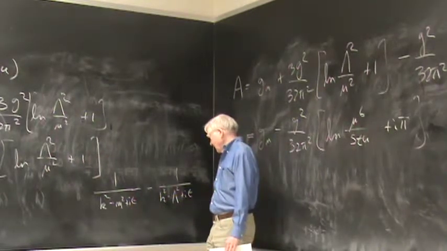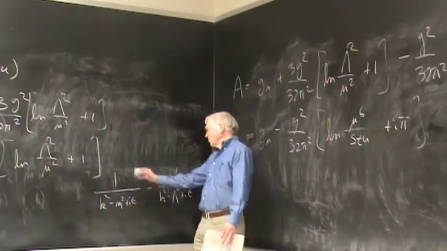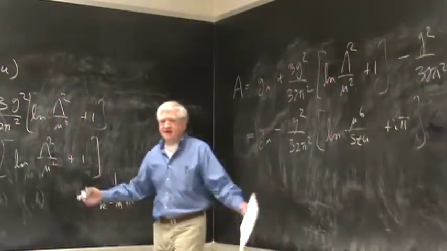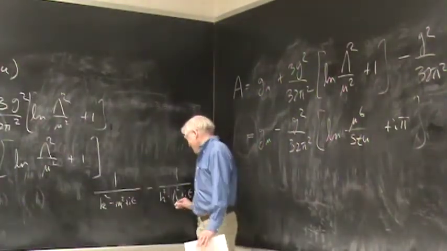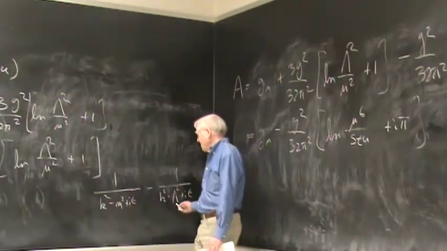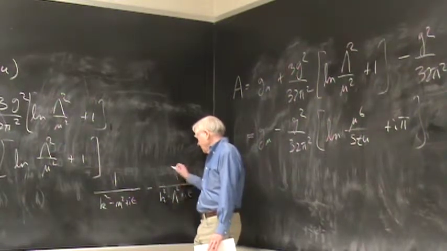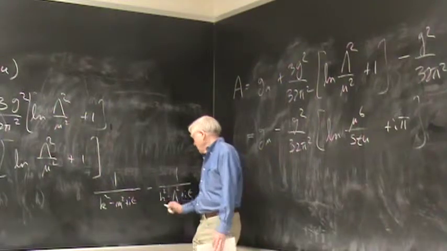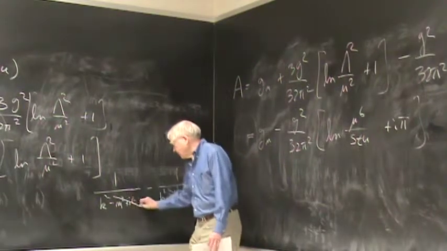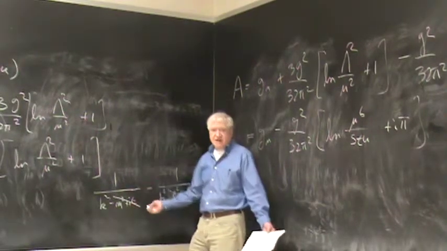When I last looked at this, they were canceling beautifully. Oh, yeah, it's just 1 over k squared minus 1 over k squared. What am I saying? It's obvious. If it wasn't obvious to me, maybe it isn't obvious to you if you haven't seen it before. So the point is, when k is small, this term is irrelevant and we haven't done anything. When k is huge, you can ignore the lambda squared, ignore the m squared, and 1 over k squared cancels 1 over k squared.